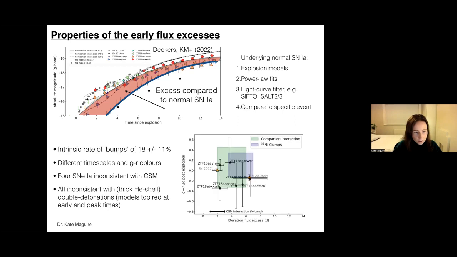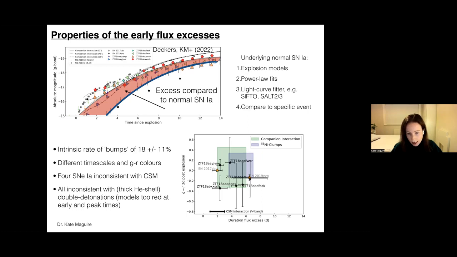And so overall, we were able to identify that we got an intrinsic rate of 18% of normal type 1a supernovae, so not the unusual ones, that have a flux excess in their early light curve. So the uncertainty is large, it's over 10%. But it does look like when you get these very early data, you do see these flux excesses.